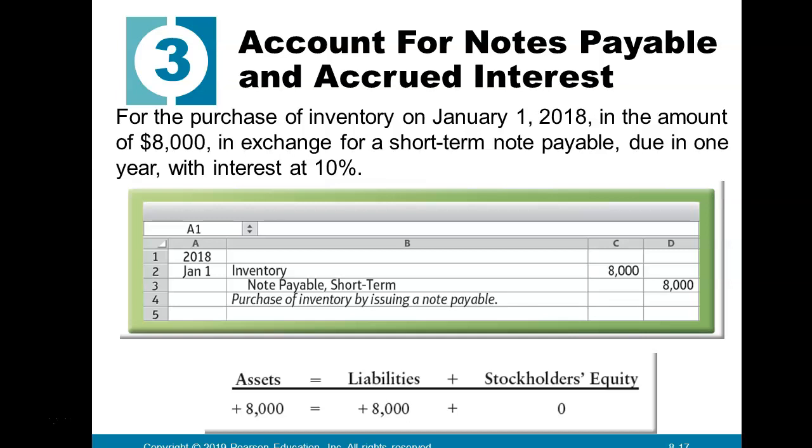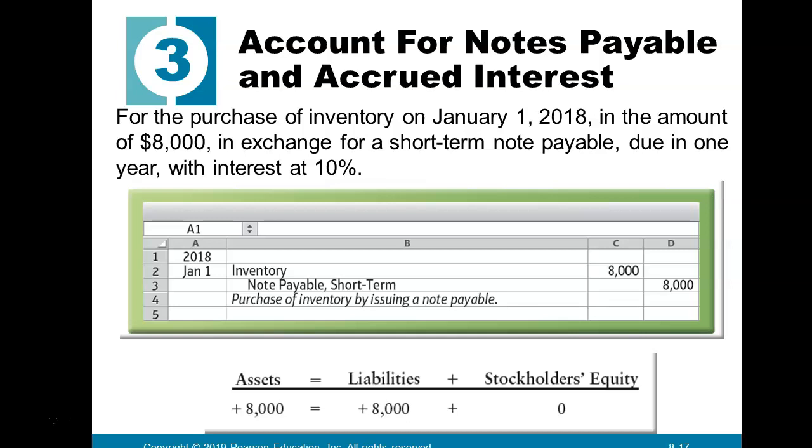Also, we purchased an asset, so we have to include this in our entry. On January the 1st, we're going to have to record an $8,000 debit to our inventory, because that's the asset that we purchased for a debt instrument. And we're going to record a note payable, and here you notice it says short term.